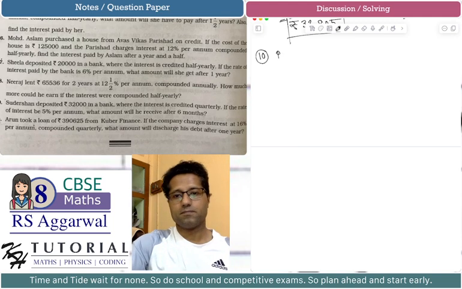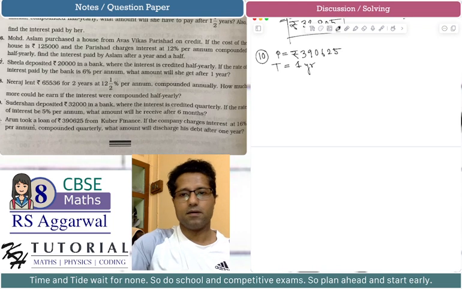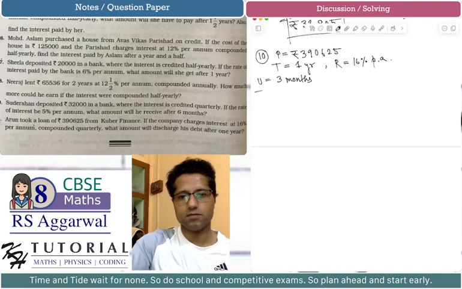So P is 390,625. T is given to be 1 year, and rate of interest is equal to 16% per annum, and U is given to be 3 months, since the interest is compounded quarterly. Now when U is 3 months, always R dash is equal to R by 4, which is equal to 16 by 4, which is equal to 4.